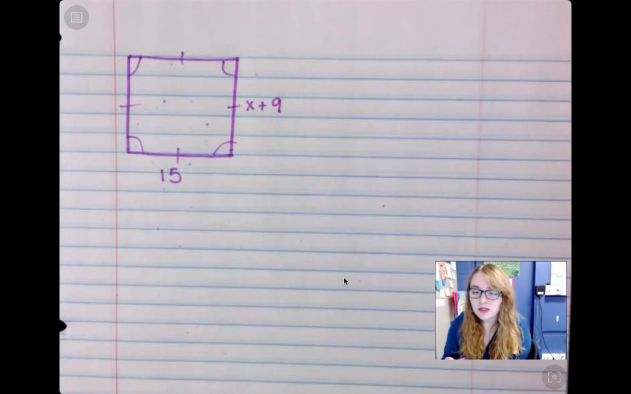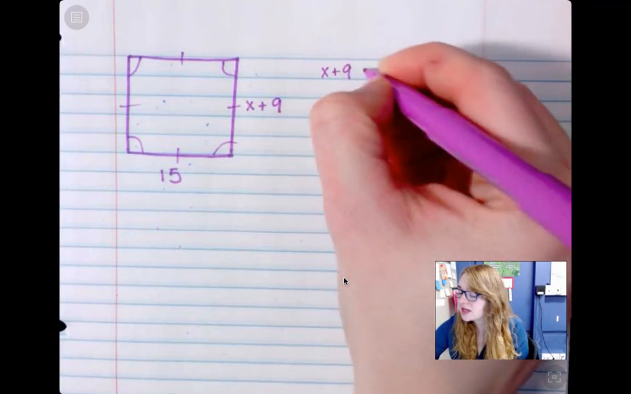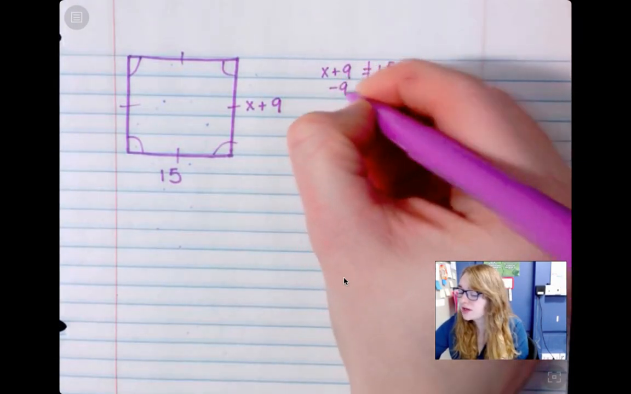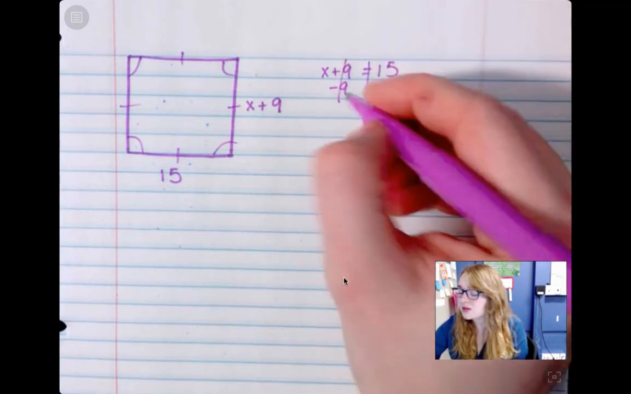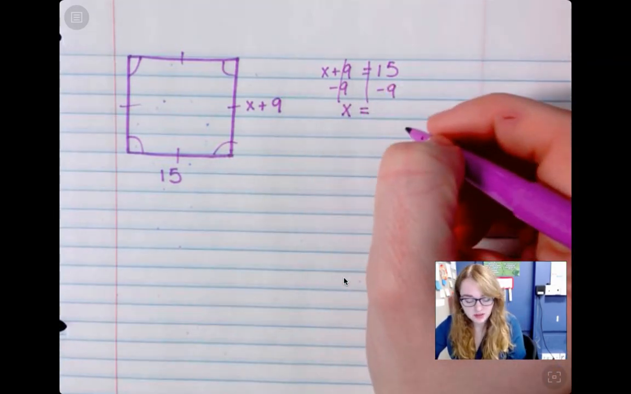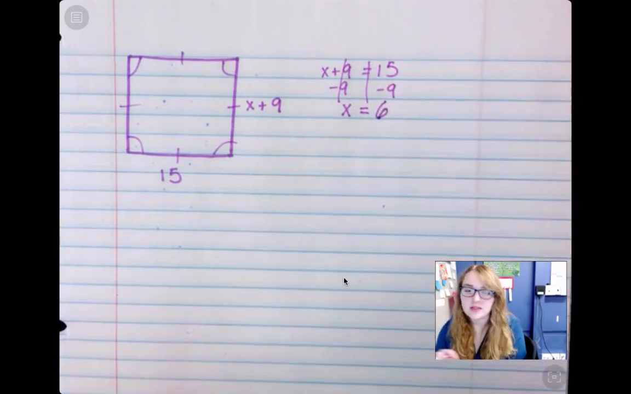So since we know that this is regular, we know that all the sides are congruent, so we can set the yucky algebra piece of x plus 9 equal to 15, and then solve it like an algebra 1 equation. Subtract 9, plus 9 minus 9, those cancel because they go to 0, leaving us with a positive 1x. We don't have to write the 1, and 15 minus 9 is 6.